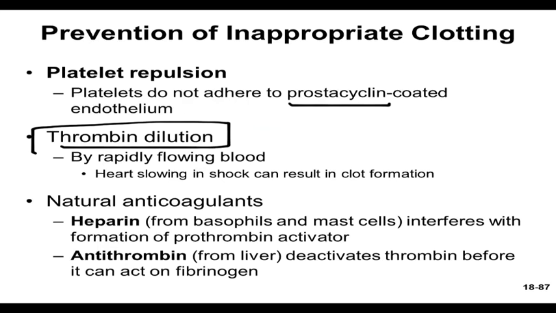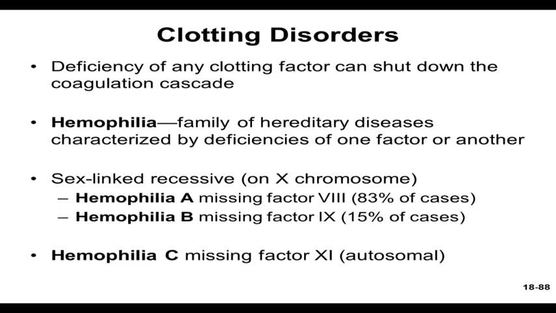You also have in your blood natural anticoagulants. So heparin you may have heard about. Heparin will interfere with the prothrombin activator and keep the blood from clotting. And there's also antithrombin, which is made in the liver, which also deactivates thrombin. So again, we've got mechanisms in place. If our blood were to begin to coagulate, we would be in devastating situations, right? We'd be clotting all the time.